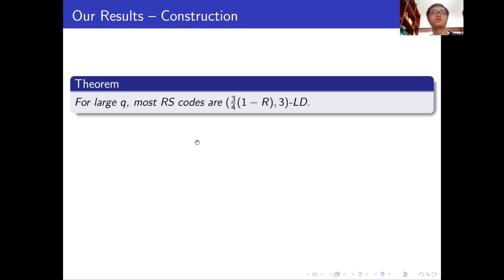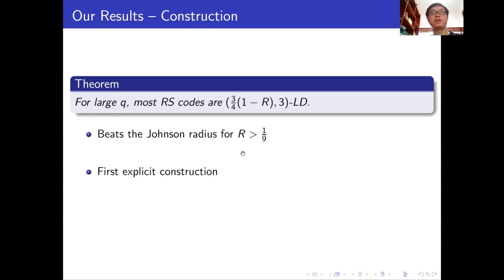Our second construction shows that for large q, most RS codes are (3/4 times (1 minus R), 3)-list decodable. It is easy to show that this construction beats the Johnson radius for R larger than 1/9. And we can also obtain an explicit construction of such codes. And the bound is also tight in terms of the relation of R, rho, and L.